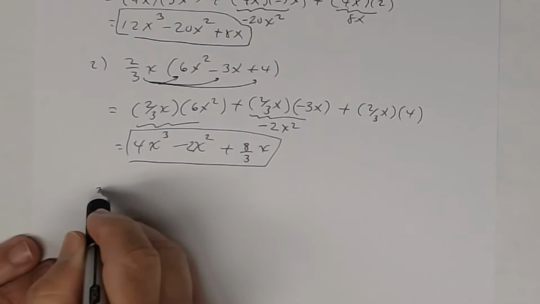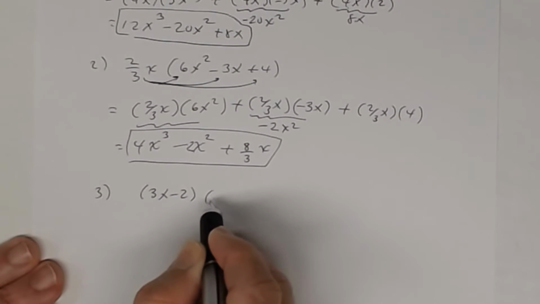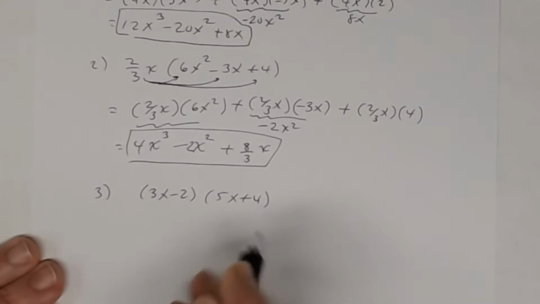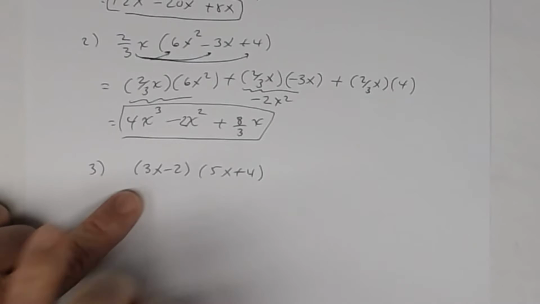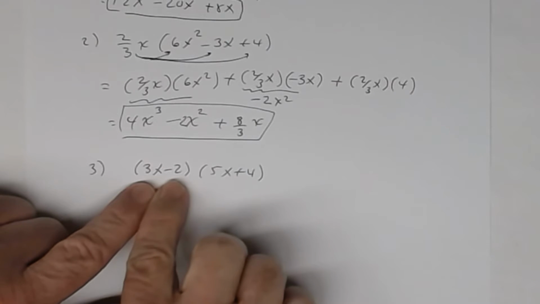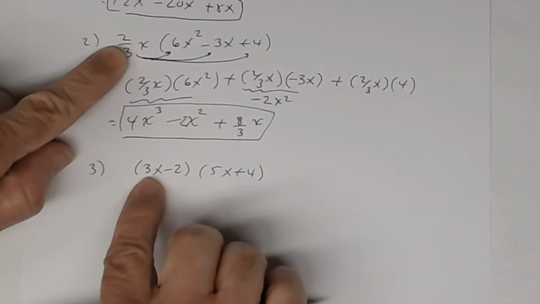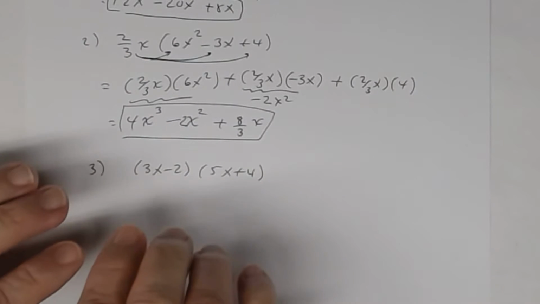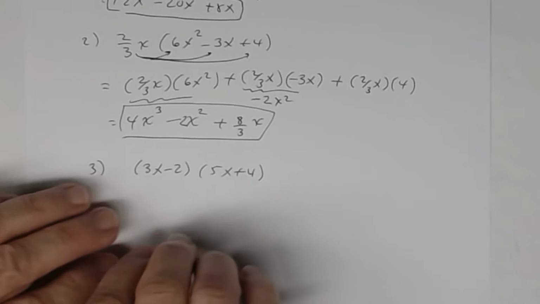Okay, now number 3. Number 3, we have 3x minus 2 times 5x plus 4. Now notice this time I have a polynomial times a polynomial. So this is not a monomial like the previous two. You've learned 2 ways to do this though, so let's look at both approaches.